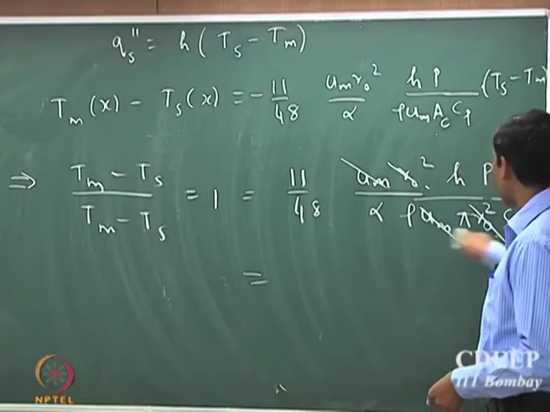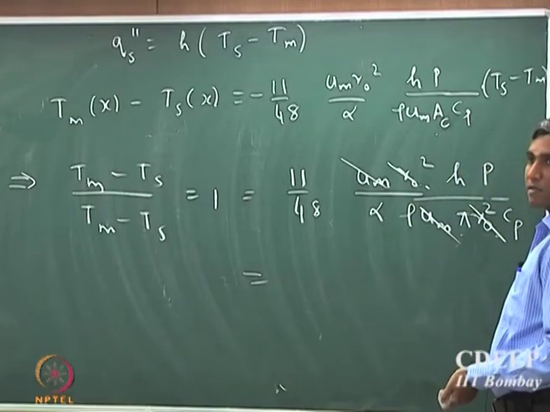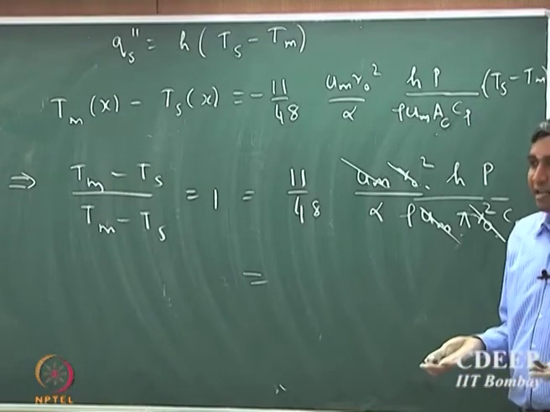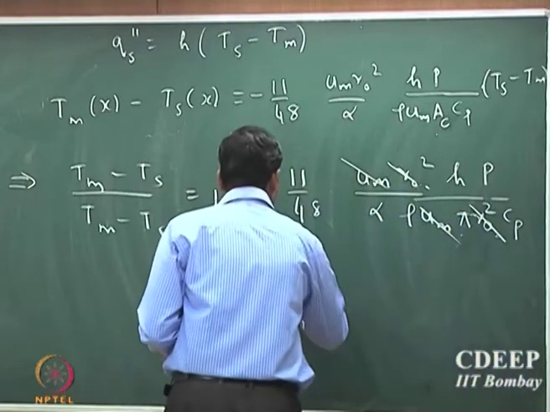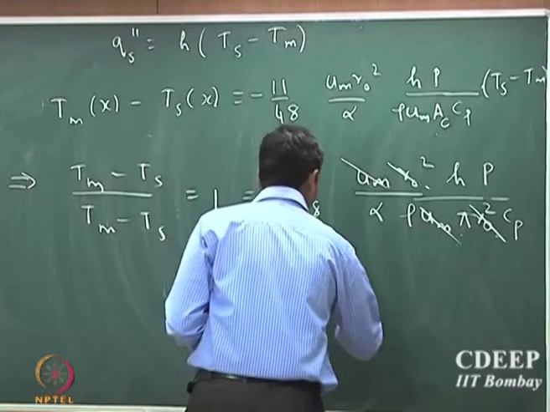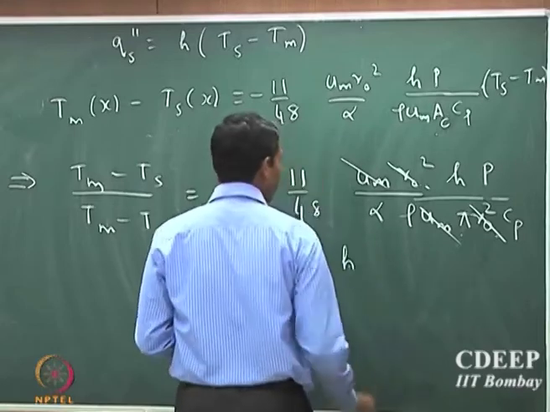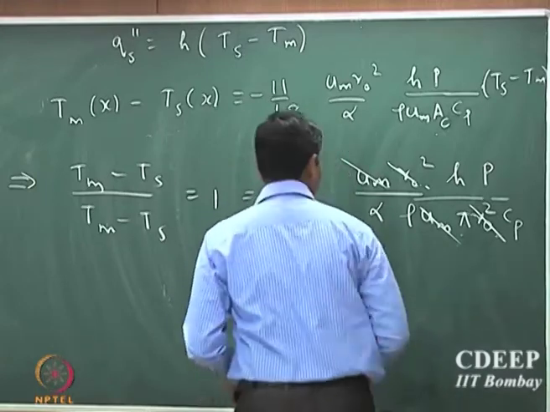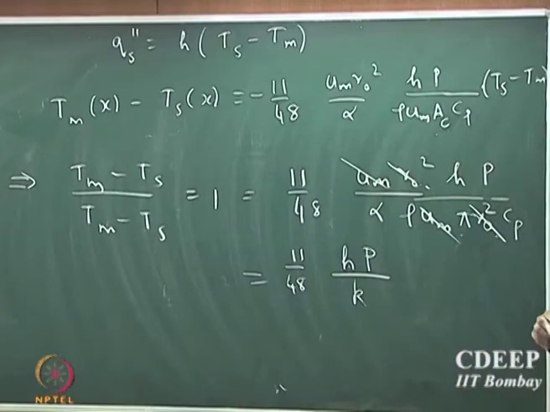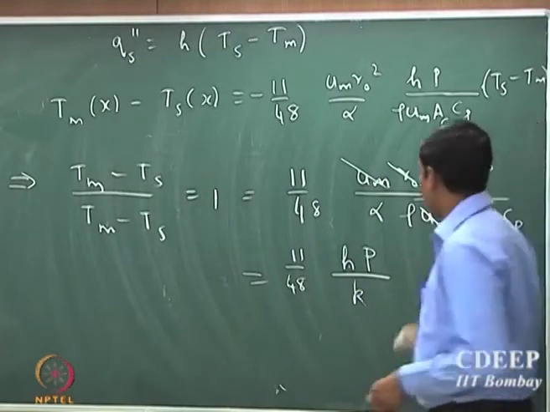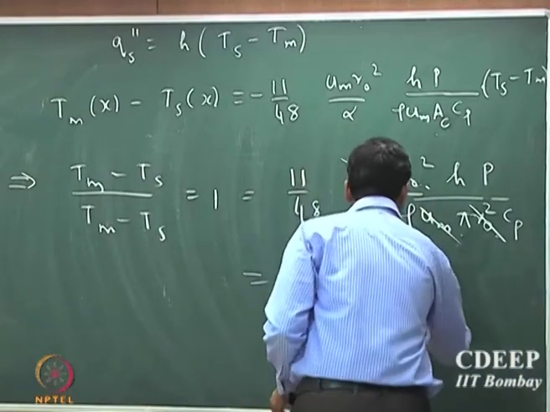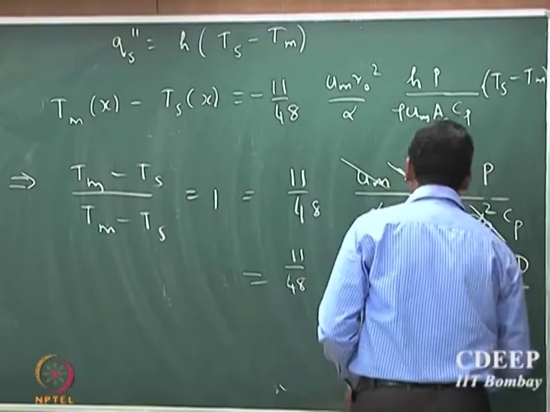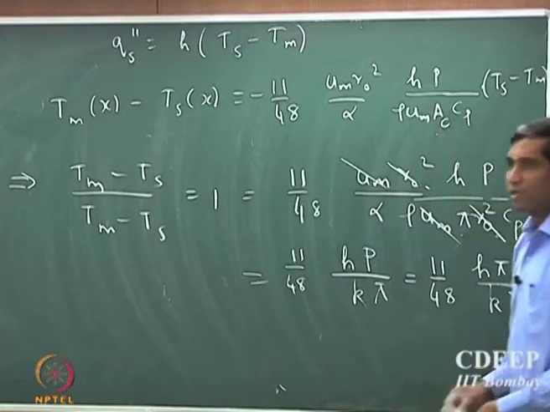So what is alpha into rho into Cp? It is nothing but K, right, conductivity. So that will be 11 by 48 into h into P divided by K. What's the perimeter? Pi into D, right. So it is 11 by 48 into h into pi into D divided by K into pi, okay.